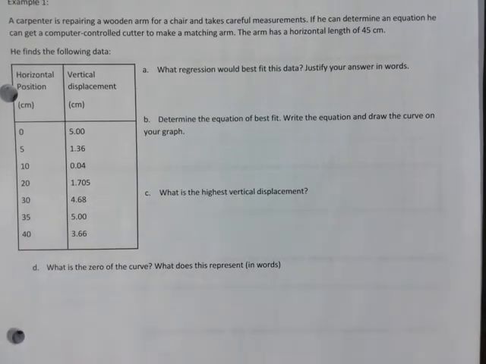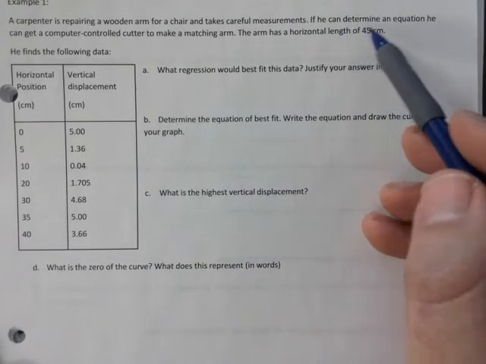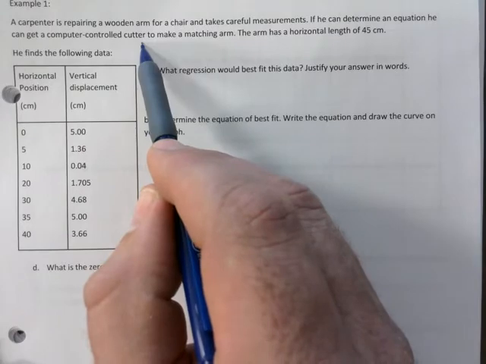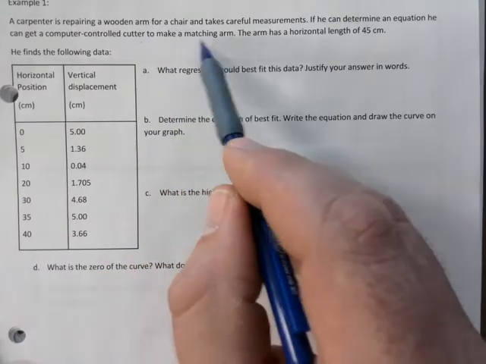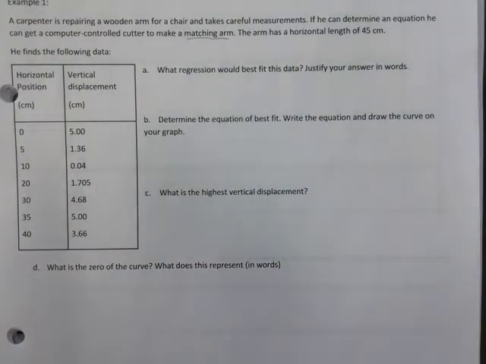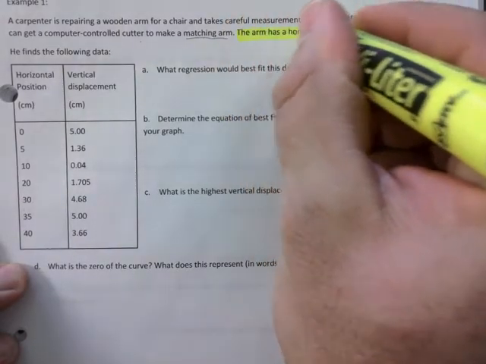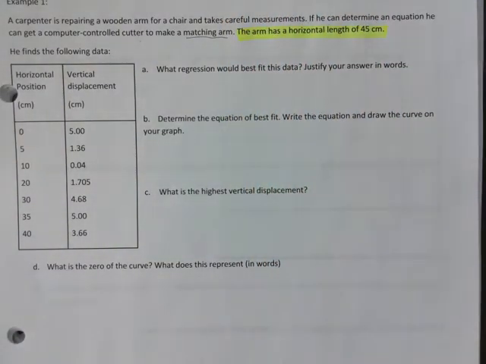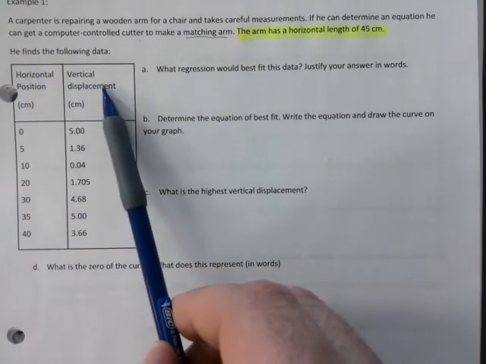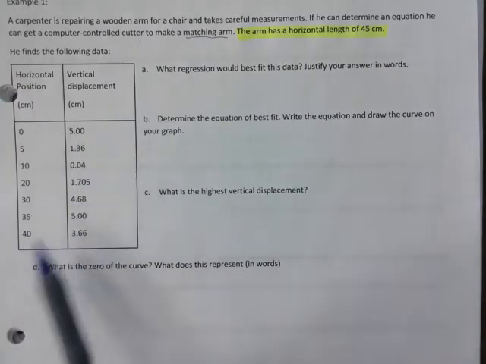So a carpenter is repairing a wooden arm for a chair and takes careful measurements. If he can determine an equation, he can get a computer-controlled cutter, a CNC machine. Anybody familiar with those? To make a matching arm. The arm has a horizontal length of 45 centimeters. That is worth highlighting. That's not just random when you're given some kind of number there. It's like, hey, this is how long the armchair would be horizontally. He finds the following data. So there's horizontal position, vertical displacement, and there are the points.